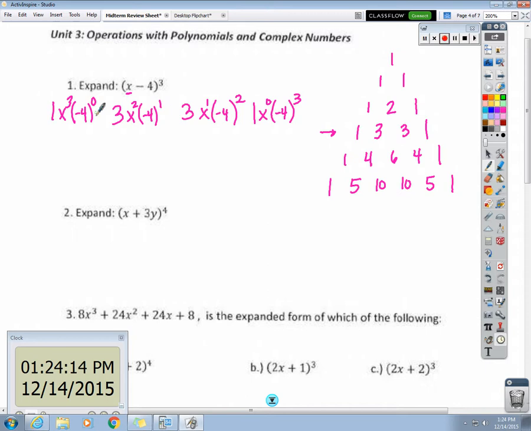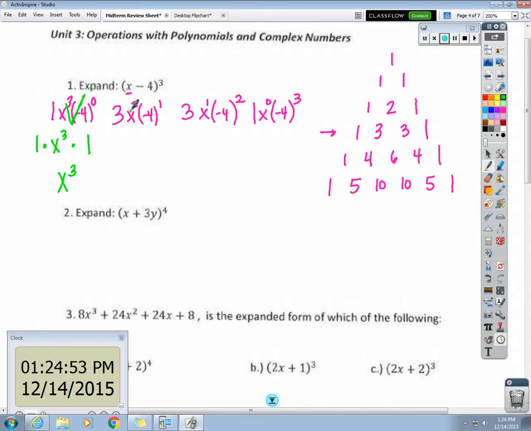Like this first term, isn't that basically 1 times x cubed times, what is negative 4 to the 0 power? What's anything to the 0 power? Type in something to the 0 power. 1. Think about it, guys. If you're telling me that negative 4 to the 0 power was 0, wouldn't that cancel out the whole first term? Because 0 times anything is 0. And have we ever had one of these cancel out everything? No. So anything to the 0 power is 1. What's 1 times x cubed times 1? X cubed. So we're done with the first term.